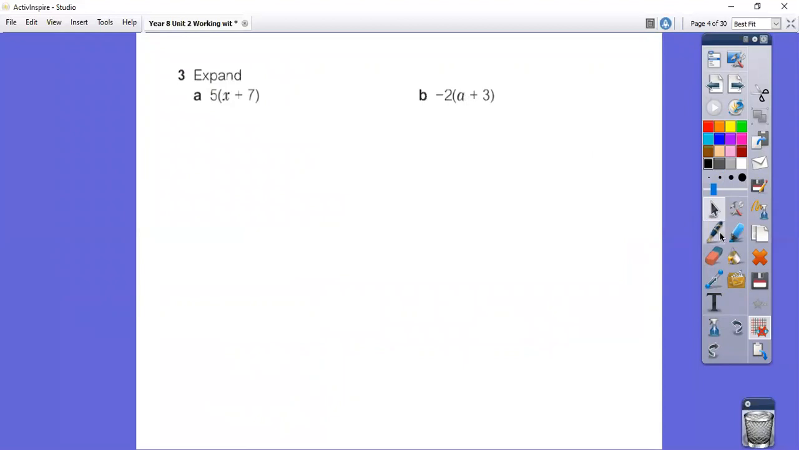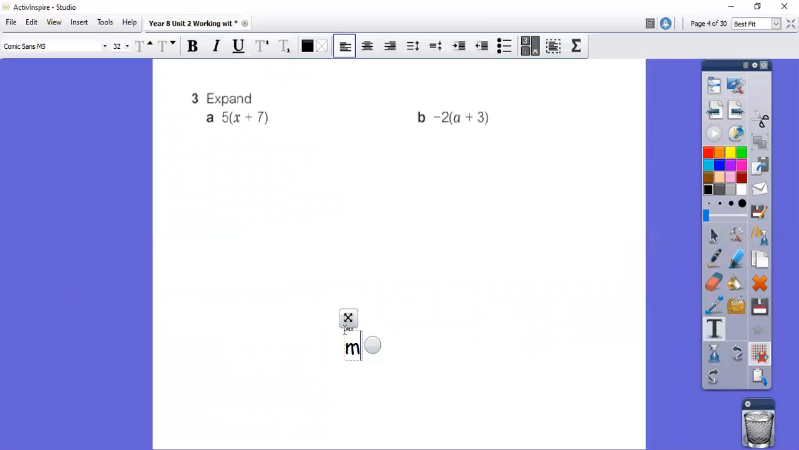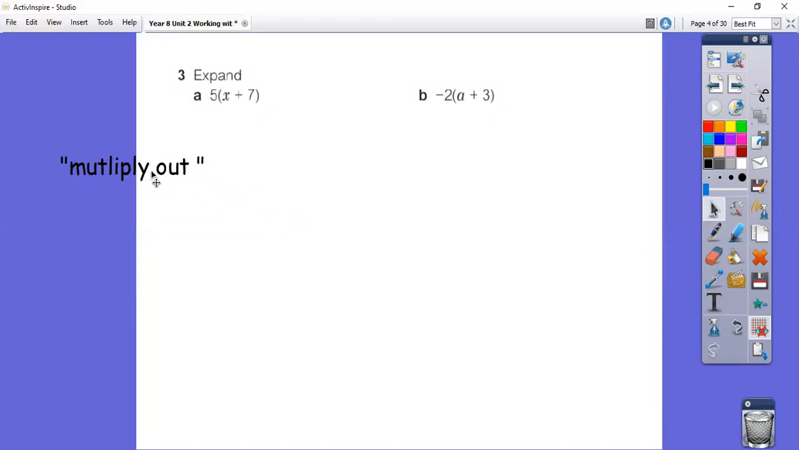Question 3, expand. Now expand, some books use the word multiply out. It means the same thing. Expand, multiply out means the same thing. Basically, whatever is in the bracket, you're multiplying with the number or term outside of the bracket. Expand is basically multiplying everything in here with what's out here to get rid of the brackets. And this is why it's called multiply out.